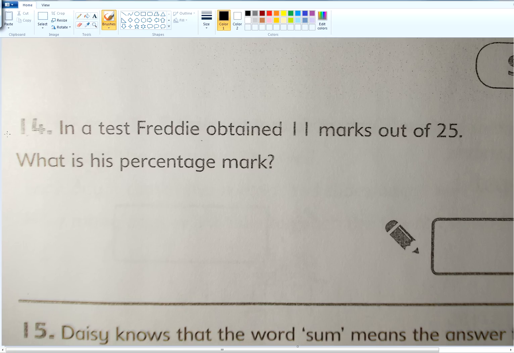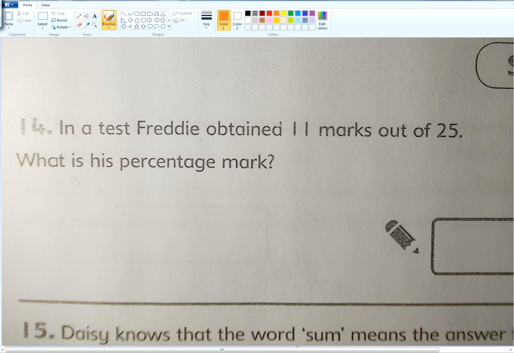Okay, question number 14. In the test, Freddy, scary man, obtained 11 marks out of 25. What is his percentage mark? Okay, nice and lovely question about changing something out of something as a percentage. Okay, let's go for a nice orange.